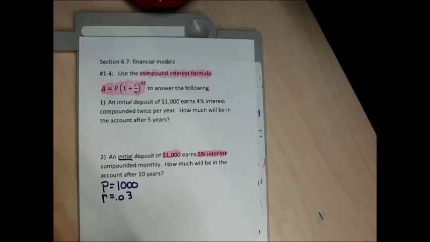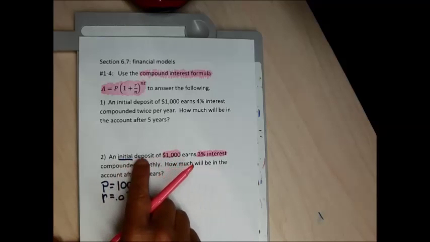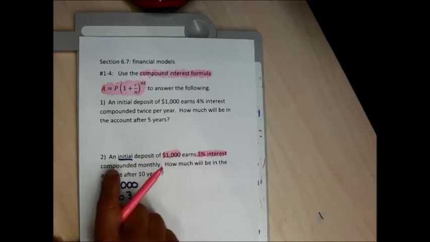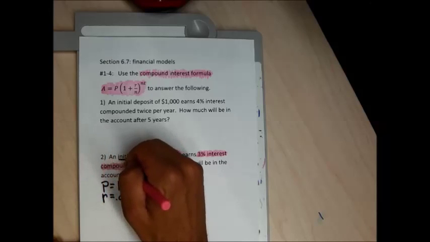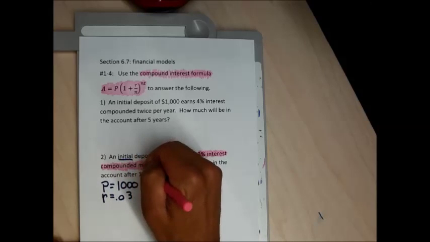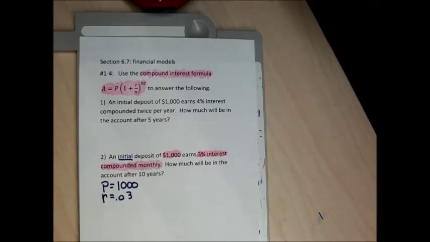So I'm not even done with the first sentence, and I have 2 values for my equation. As I finish up the first sentence, initial deposit of $1,000 earns 3% interest compounded monthly. Usually the N is given with a word, and it's usually the word that follows compounded.